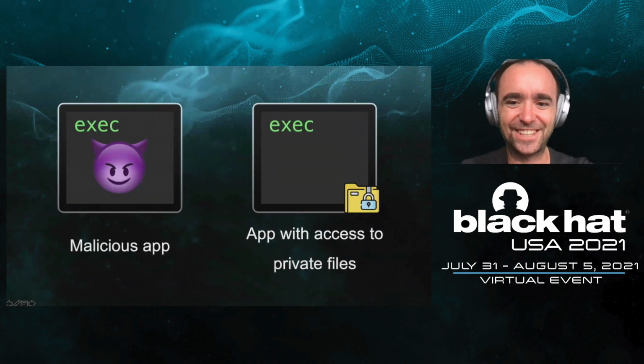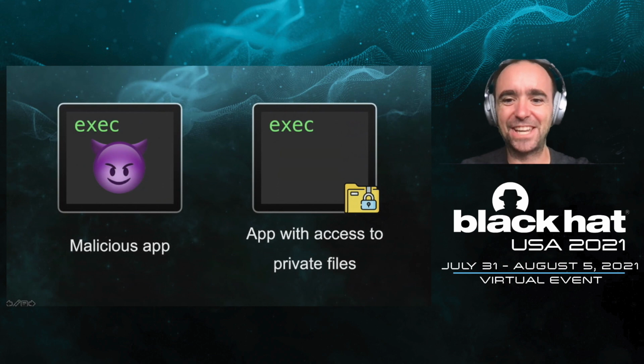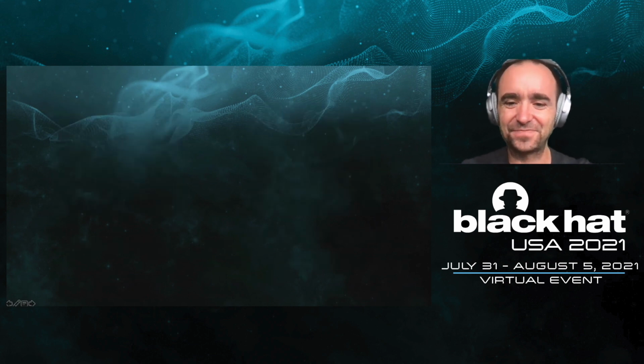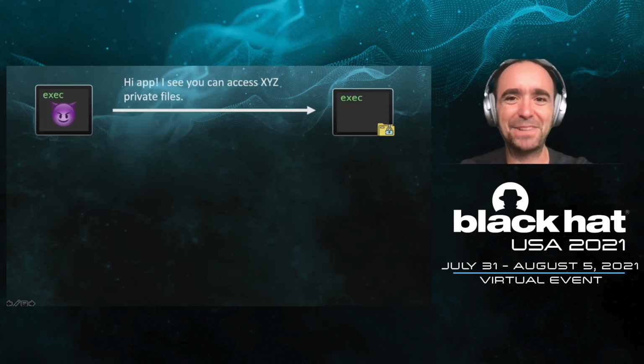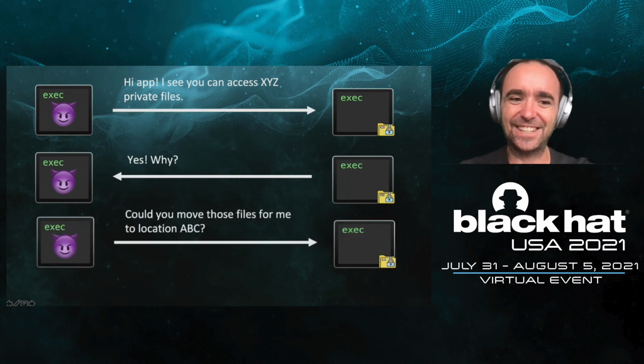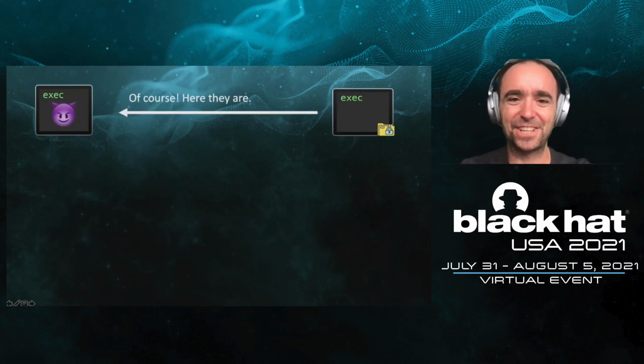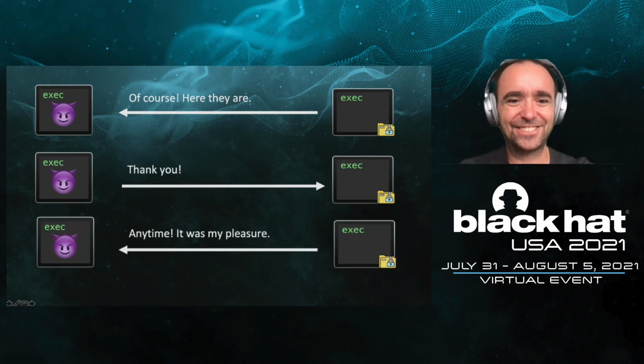So what happens in this game? We have two players, the malicious application and an application which has access to private files. So comes our application and discovers that, hey, the other application has access to private files. Yes, and then our application will perform some operation and ask the other process to move those files somewhere else. And the other application will happily do that. And we can be nice and thank it for that.